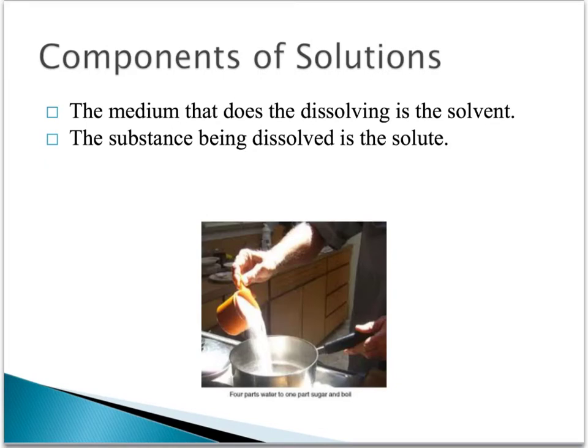Components, we had talked about this. The medium that does the dissolving is the solvent, so that's the big guy, the liquid that everything is being poured into. So solvent is the big guy, solute is the little guy. Again, solute salutes the solvent. In this case, our solute would be the sugar that we're putting in, and the water is the solvent. Easy enough, no problem.